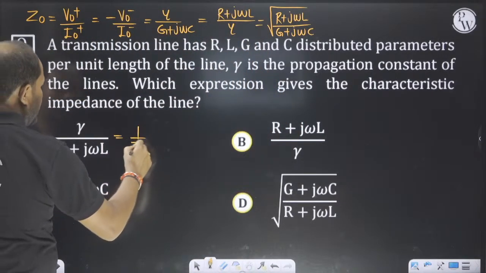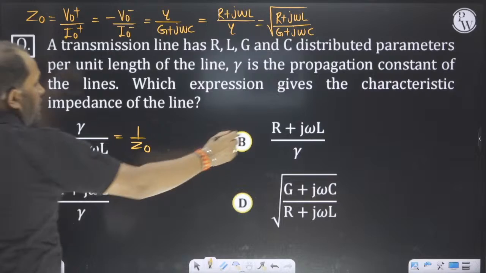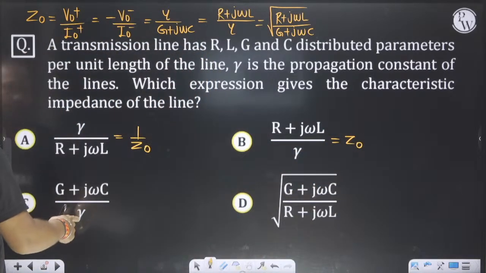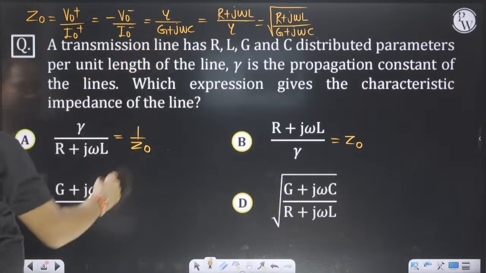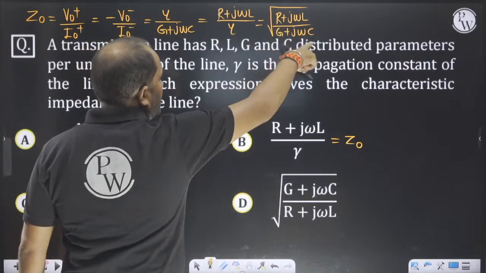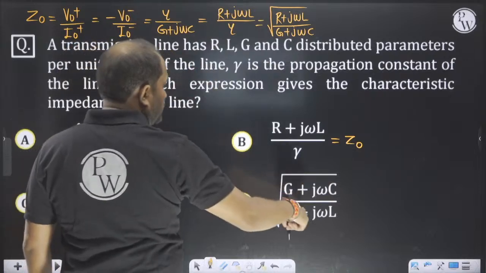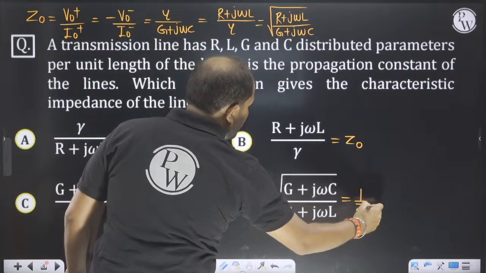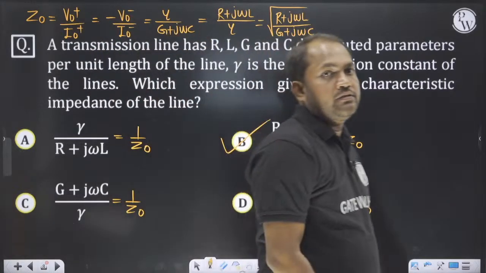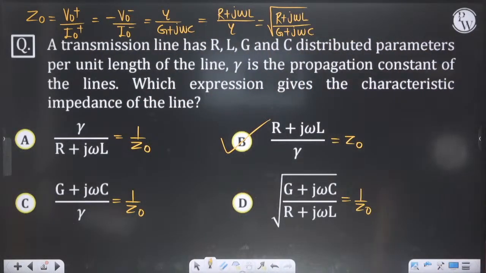So it will be 1 by Z naught. R plus j omega L upon gamma is Z naught, and gamma upon G plus j omega C is Z naught. So it is 1 by Z naught, and R plus j omega L over G plus j omega C is Z naught. So the opposite will be 1 by Z naught. So our answer will be B. B option is correct. We can relate the formula of characteristic impedance and solve this.